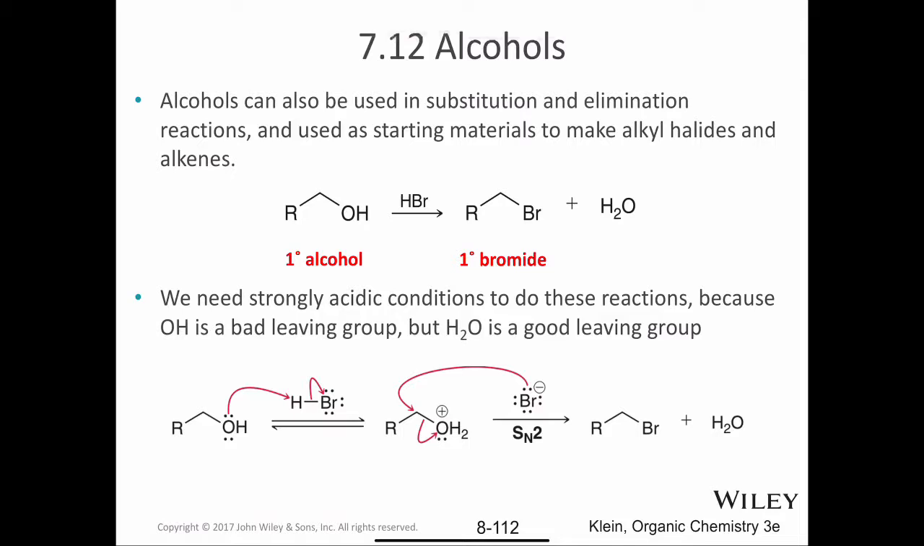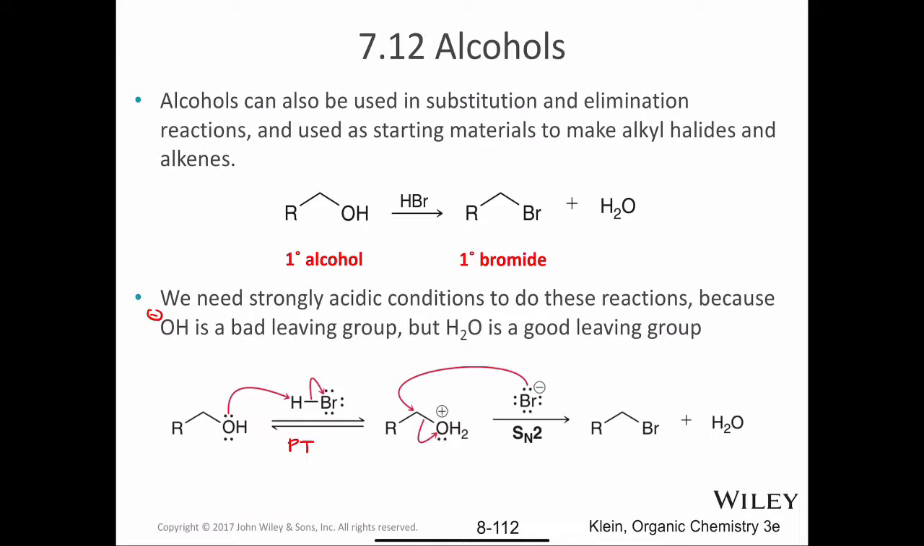So what's going on here? It says we need strongly acidic conditions to do these reactions because hydroxide is a bad leaving group, but H2O is a good leaving group. So what happens in the first step is that you get a proton transfer where the hydrogen bromide, which is acidic, protonates the alcohol to form the oxonium.